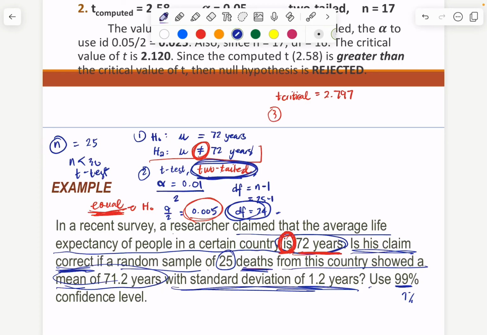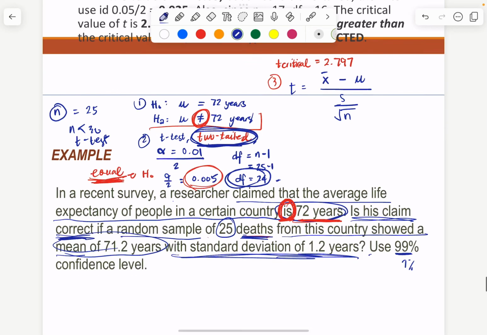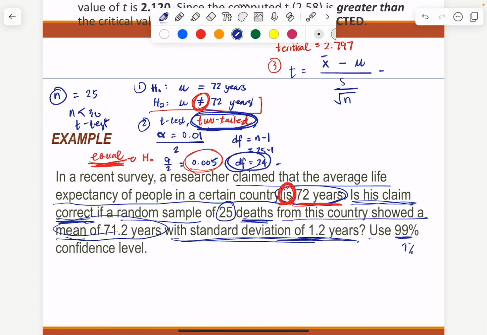What is the formula for T value? T is equal to X bar, which is your sample mean, minus mu, which is your population mean, all over your standard deviation, small letter s, because this is the sample standard deviation, divided by the square root of n, which is your sample size.